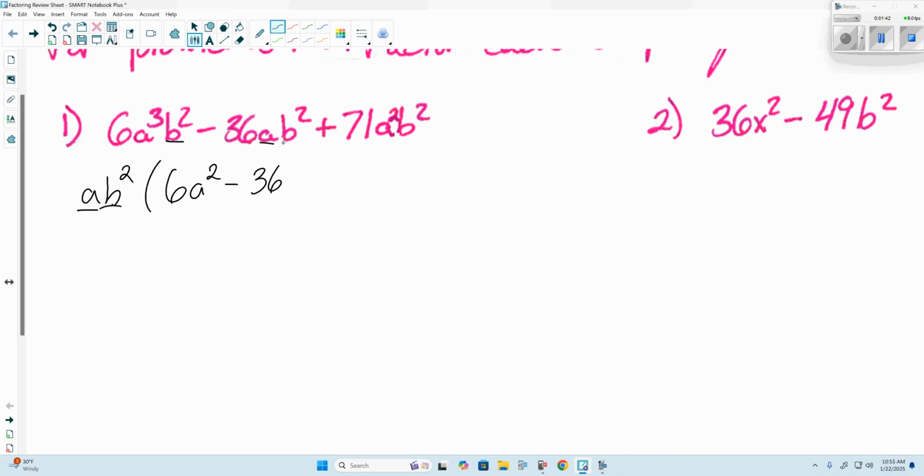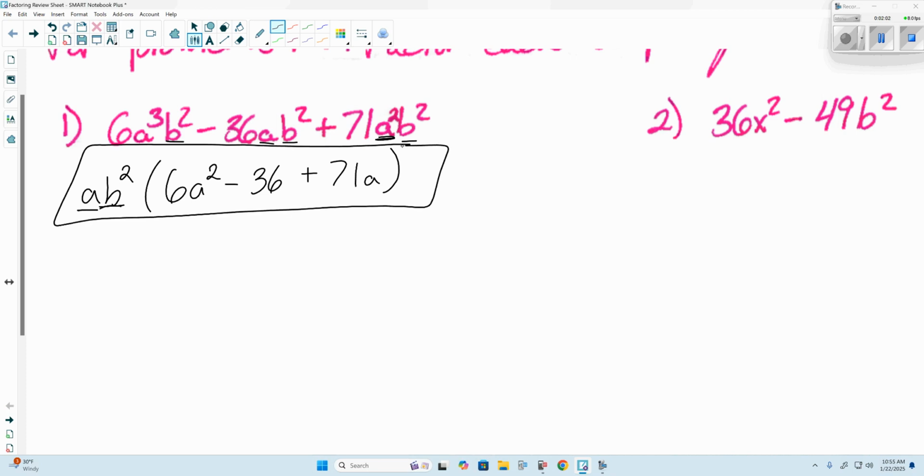A factors out completely, B squared factors out completely, so the middle term we're just left with is 36 plus 71. Now our A squared, we're factoring 1A out of A squared, so it returns it to A. B squared factors out completely. And that's all we can do, because 6A squared minus 36 plus 71A, even if we got it back into standard form, is not factorable.